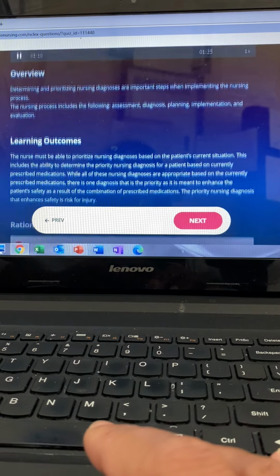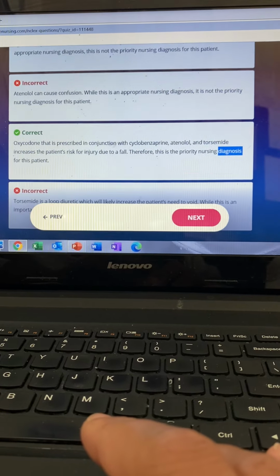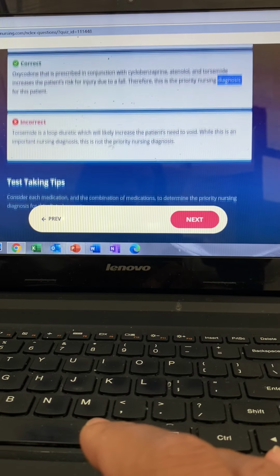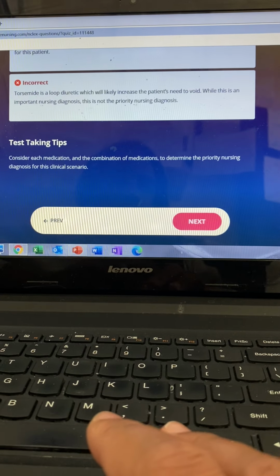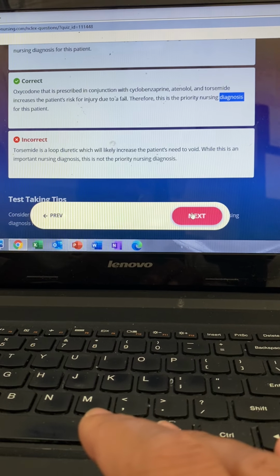And lastly, option number 4 is incorrect. Urinary frequency with a diuretic medication, that's normal. Not really the most important here. Okay, that wraps it up. For more details and test tips, please.